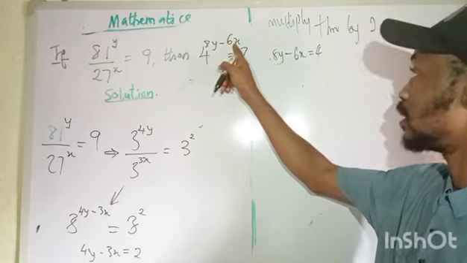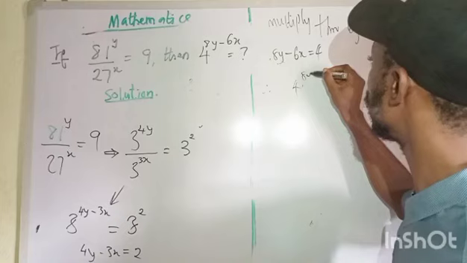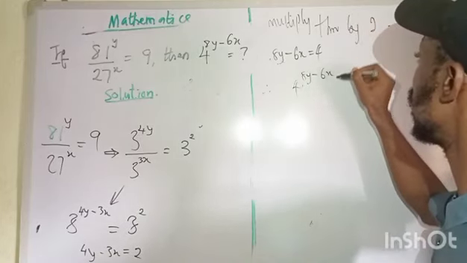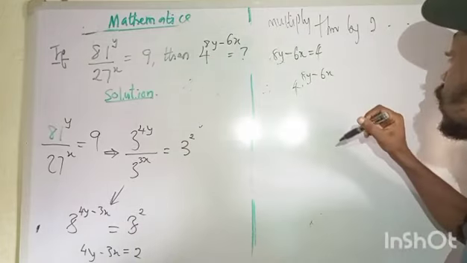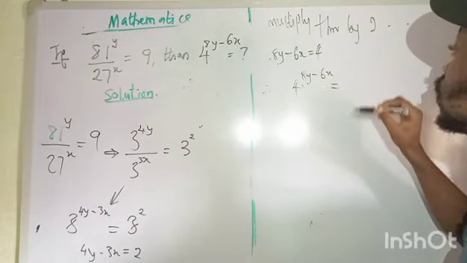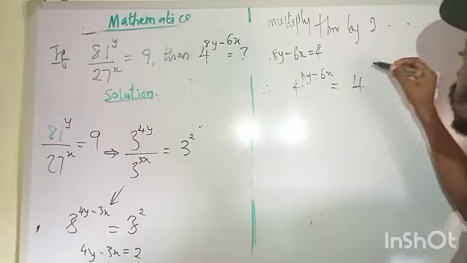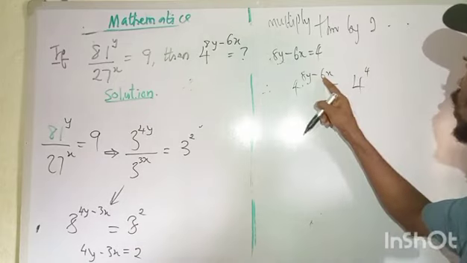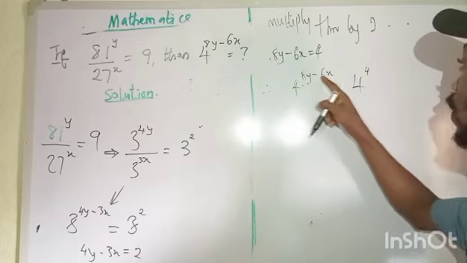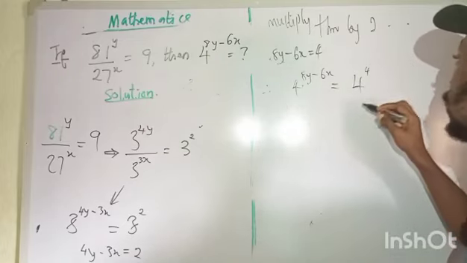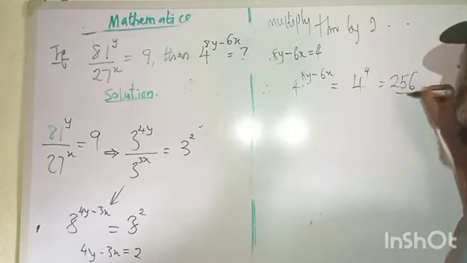So 8y minus 6x is here. Therefore, we can say 4 raised to the power 8y minus 6x equals 4 raised to the power 4, because 8y minus 6x is 4. I'm just replacing this power by this 4. And then 4 raised to the power 4, that should be 256. So that is the answer.